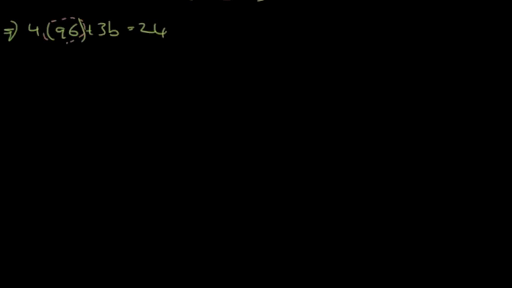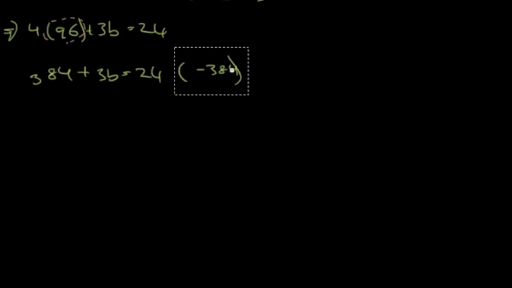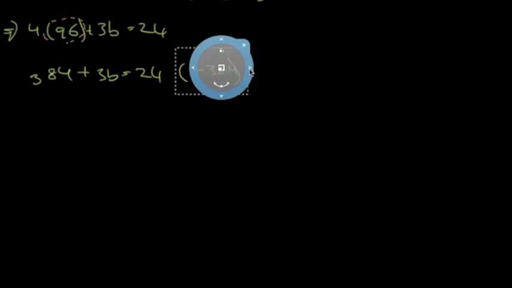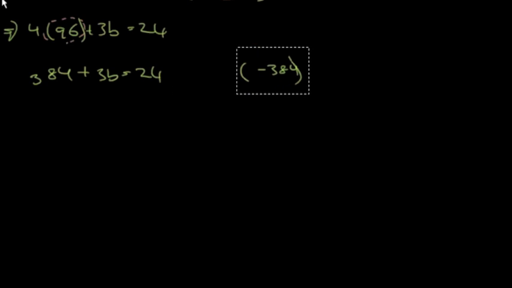Four times 96. So 4 times 100 is 400, and then we have to take away 16, which is just 4 times 4. So that equals 384 plus 3b equals 24. Then to get the b's by themselves, we can just take away 384. I should probably do that in indifference, move it over a bit, just so it's clear that it's not part of the equation.